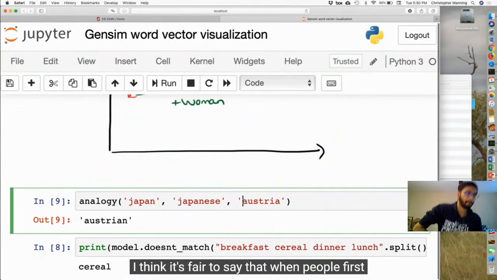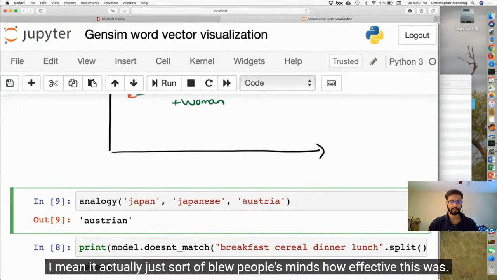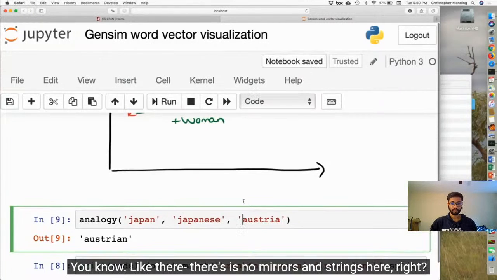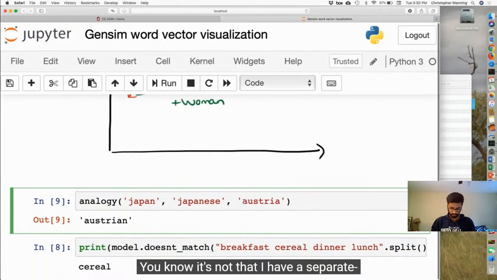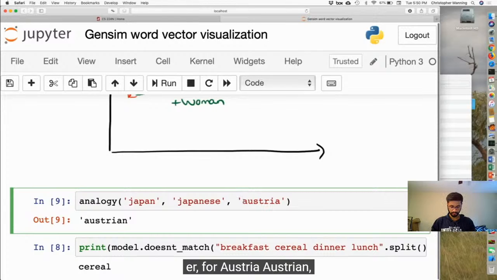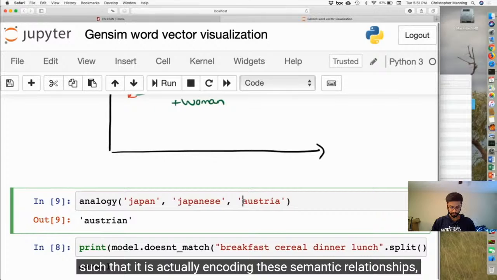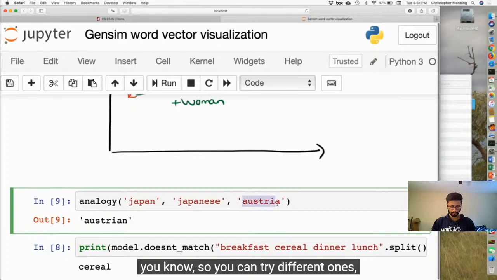I think it's fair to say that when people first saw that you could have this simple piece of math and run it and learn meanings of words, it actually just blew people's minds how effective this was. There are no mirrors and strings here. It's not that I have a special list in my Python, a dict that I'm looking up for Austrian and things like that. Somehow these vector representations are such that they are actually encoding these semantic relationships, so you can try different ones, it's not that only this one works.